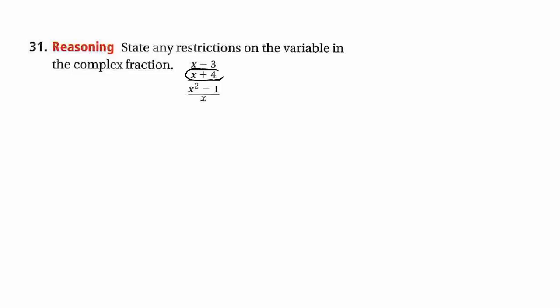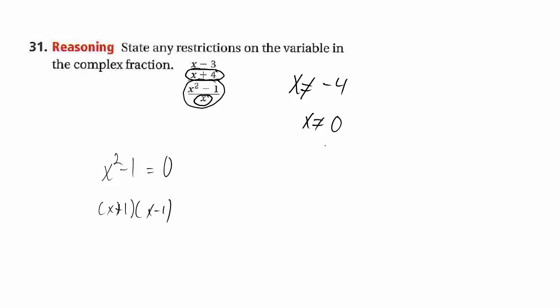For 31, we're not asked to actually simplify this complex fraction, but I know I can't divide by 0. So x cannot be -4. And I know I can't divide by 0 here, so x cannot be 0. And those are the two denominators, but here's the thing. This is also part of the denominator. It's the denominator of the whole fraction. So if you look at x squared minus 1, and you want to find out where that becomes 0, you factor this thing: x plus 1 and x minus 1. So not only -4 and 0, but -1 and +1 are all going to be restrictions on the variable x.